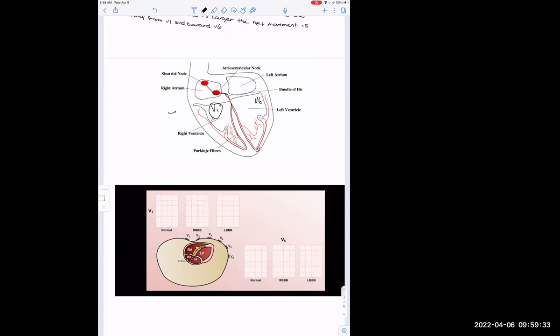So before we can look at what a right bundle branch block is going to look like and what a left bundle branch block is going to look like, we need to understand what normal is going to look like. So I'm going to draw this out for you, hopefully, and I hope you get a better understanding of what is actually happening in the heart. It's critical for you to understand why am I seeing the type of deflections that I'm seeing, what's actually going on in the cardiac conduction system.